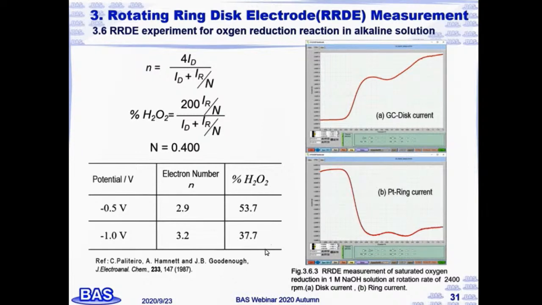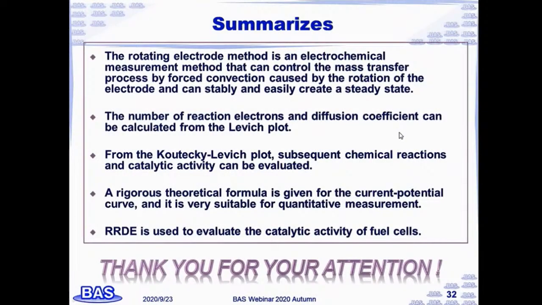Of course, this result is not ideal, but in this paper, they use an H-surface pyrolytic graphite disk electrode and a platinum ring electrode, and succeeded in a 4-electron reaction. Some results are shown here.